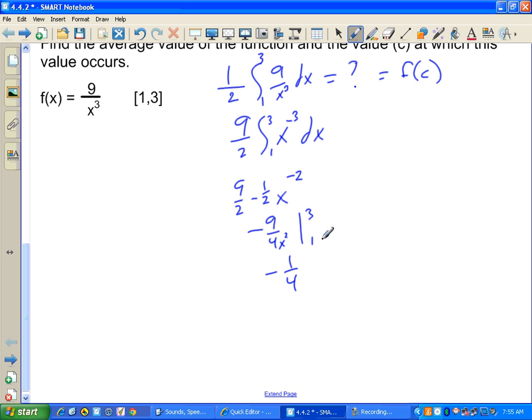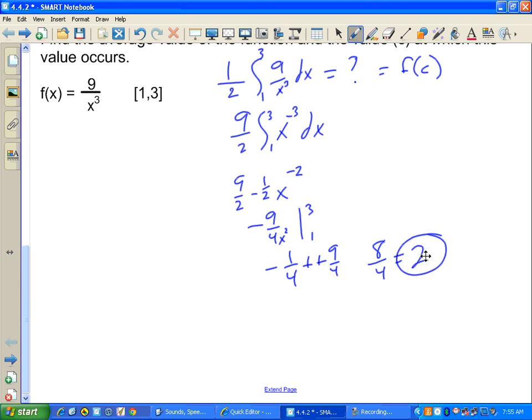And if I put a 1 in there, I get 9, so minus negative 9/4, which is really plus, and that's going to give me 8/4, which is 2. Okay, this is the average value of our function. Now, if I want to find out where this occurs, all I need to do is find out what value of x, or what c value here in our function equals 2.